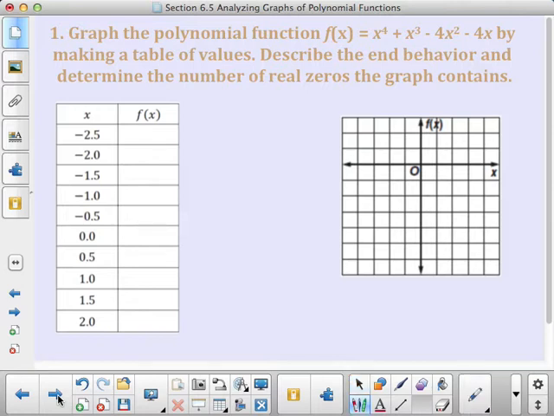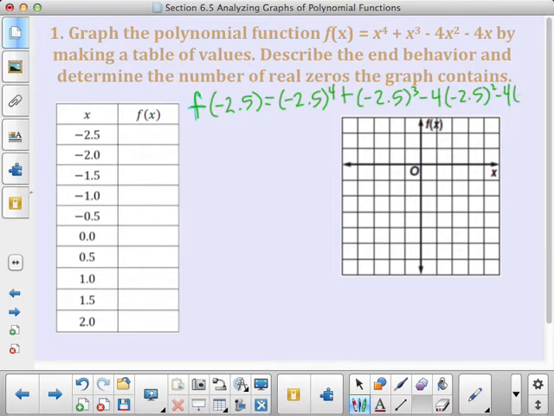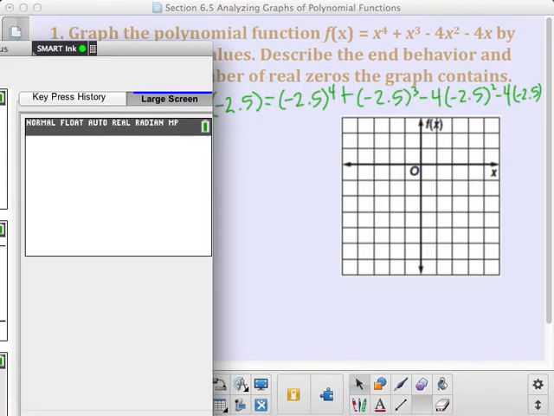To figure out all of these, we could plug in each x value. So in this one, we plug in negative 2.5 into our equation. We could do this for each and every single one of them if we wanted to. And if you did, you would get that this is approximately 8.4. But that seems awfully tedious. So what you can do is use your graphing calculator. So we're going to go ahead and do this on a graphing calculator.